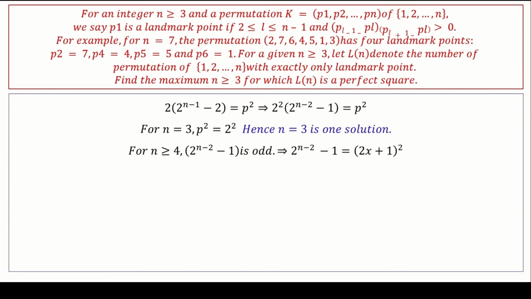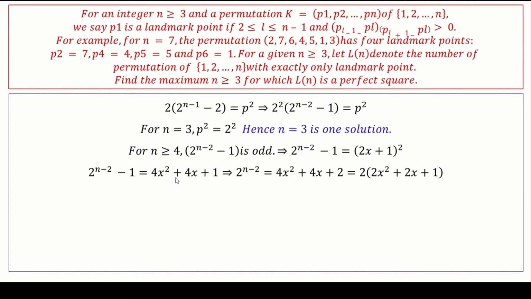Let's find out other solutions, for n greater than or equal to 4. If you take the second term, 2 to the power of n minus 2 minus 1 is an odd number, correct? Which means it is in the form of 2x plus 1 whole square. So 2 to the power of n minus 2 equals 4x square plus 4x plus 1, which implies 2 to the power of n minus 2 equals 4x square plus 4x plus 2, which is equal to 2 into 2x square plus 2x plus 1.